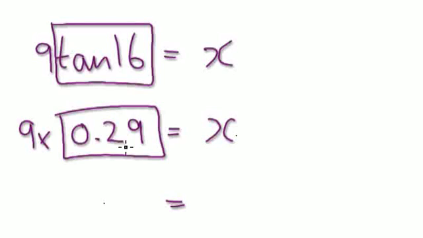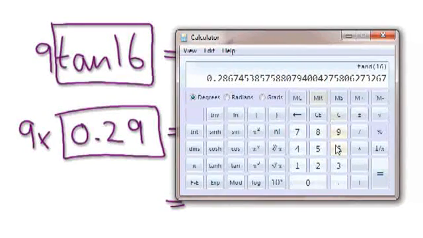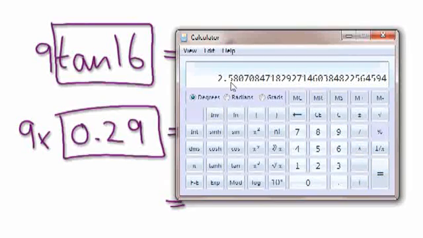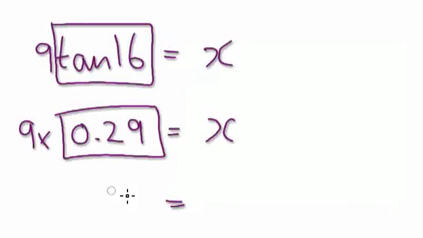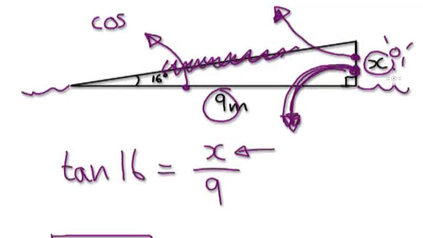Now 0.29 times 9. I need to times 9. It will be 2.58. So x equals 2.58. If you go back here, this length here must be 2.58 meters.